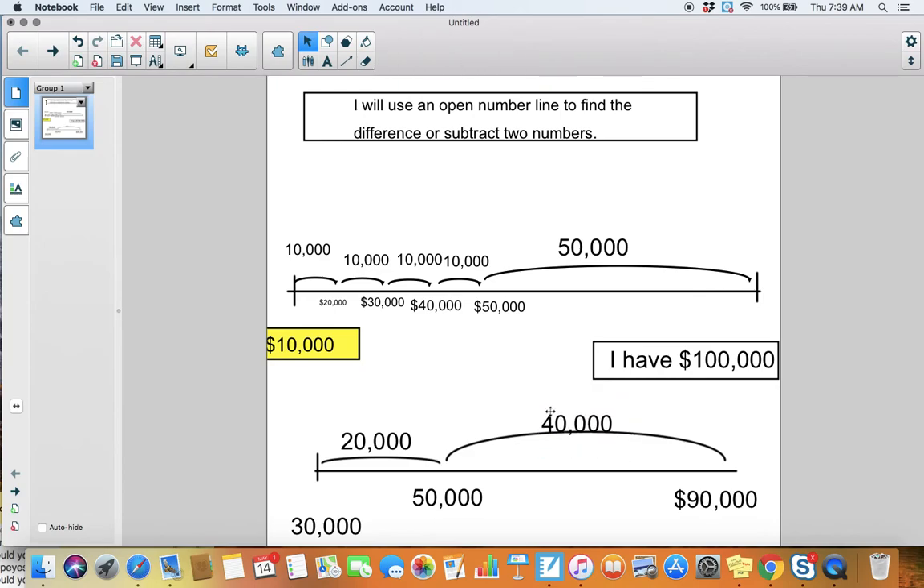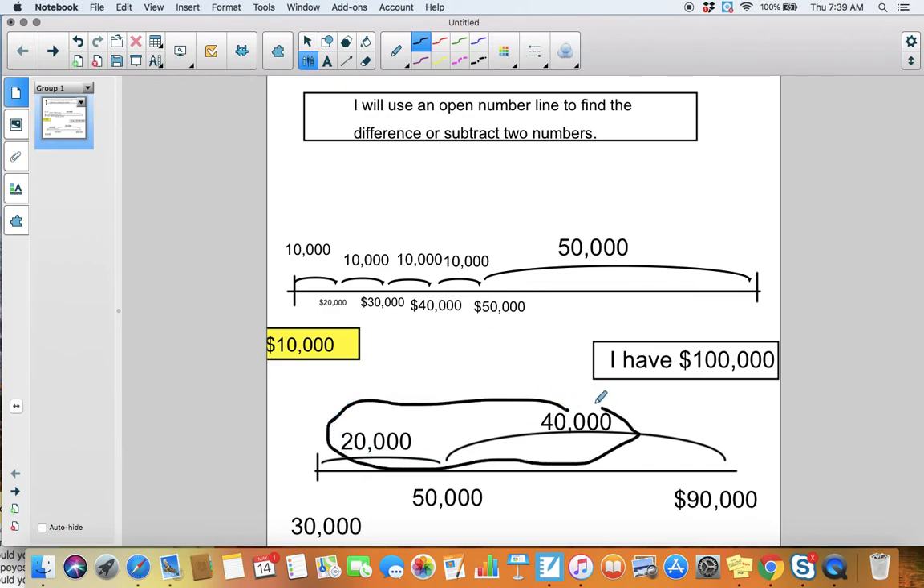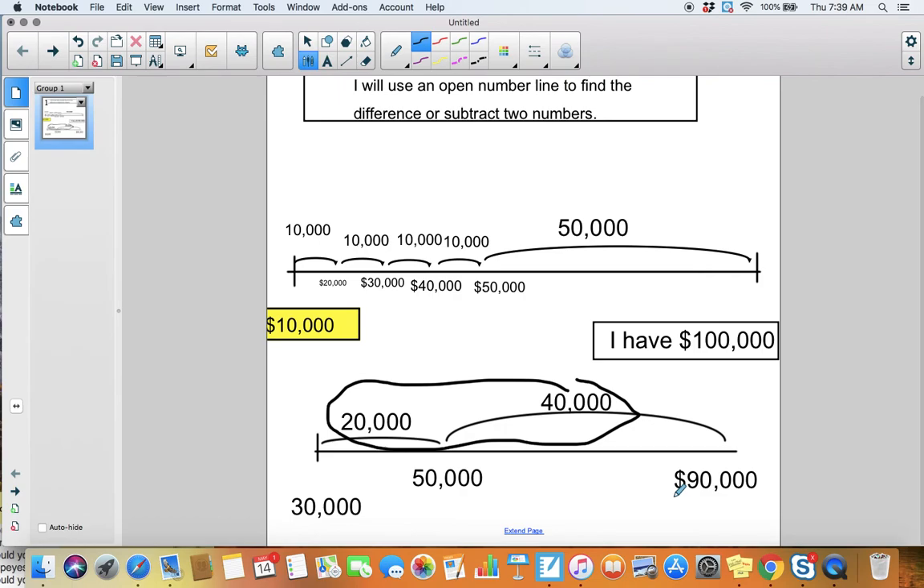Then what do I do? I add those two numbers from the top. And that basically is 90,000 minus 30,000. So if I add 40, 50, 60, that's what I'm going to have left to spend the next day. So when you're doing your problems, if you'd like, you can round them to the nearest 10,000 to make it easier. If you're not comfortable with the friendly number line, okay, you could do that. All right, just try your best.